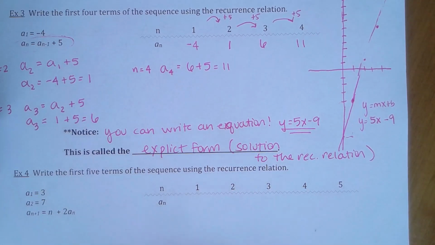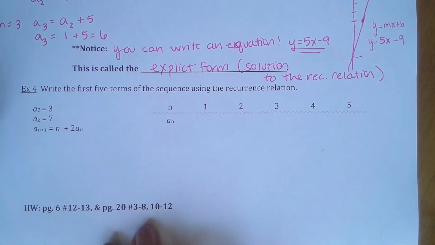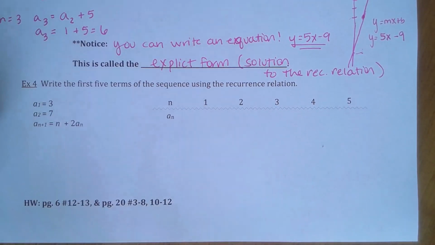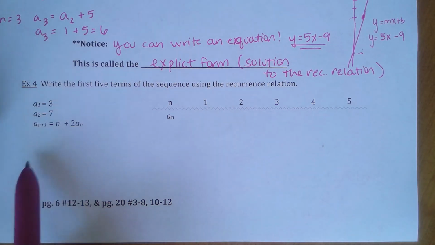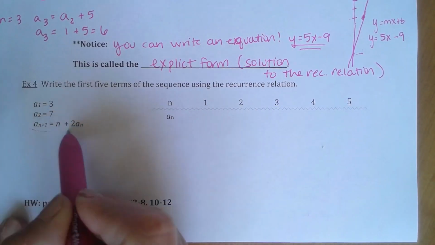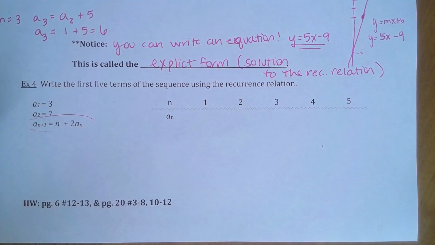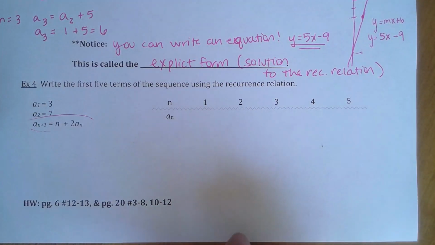So let's just do one more quick example. This one's a little bit different. I wanted to throw something at you that was not as easy as the last one. So we have our recurrence relationship that's defined. Again, that's this part. This one looks a little bit different because I'm using a sub n plus 1 versus n minus 1 in our problem. But again, that means the same thing. We're just looking at the next term, defined by the previous.